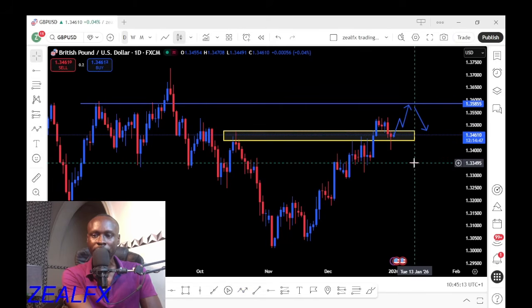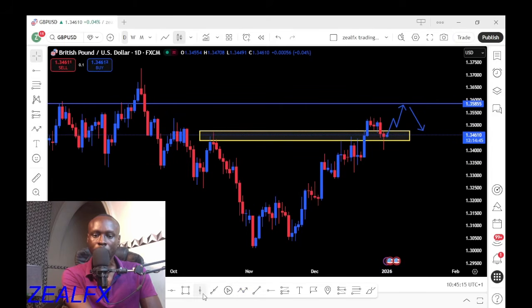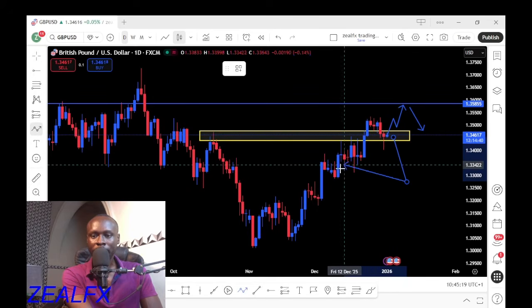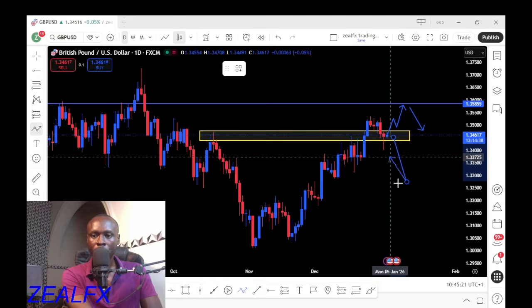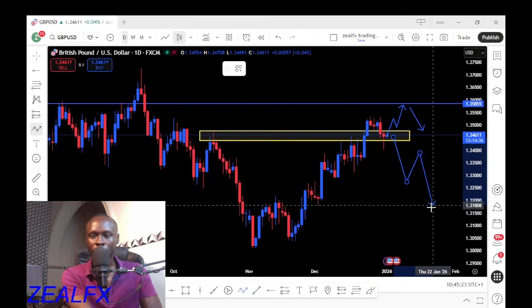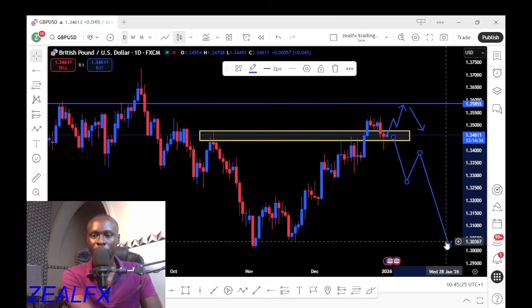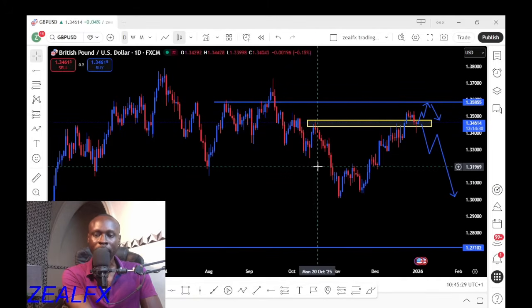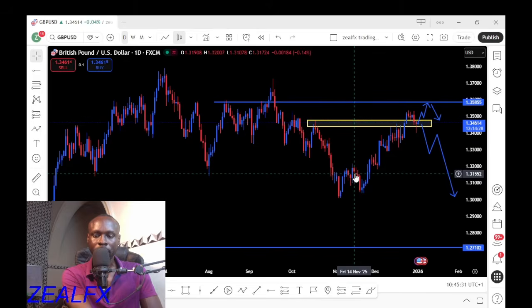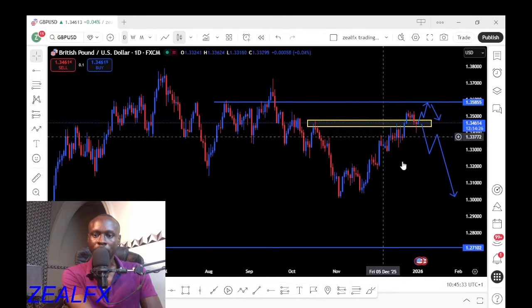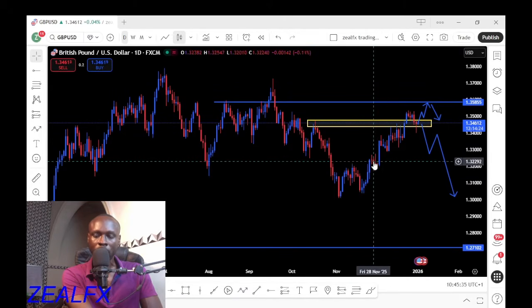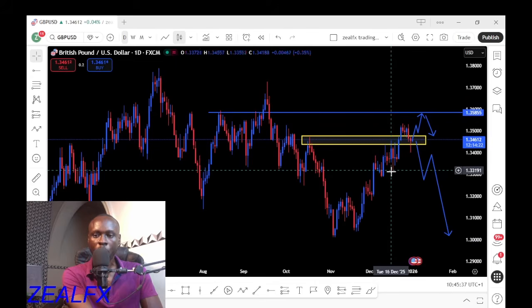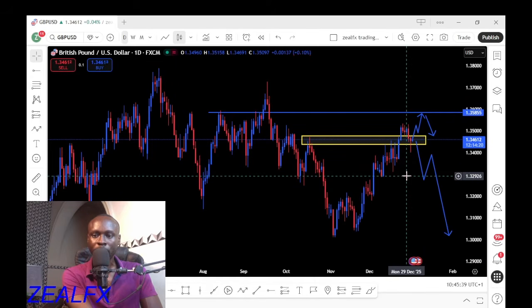But for the sell scenario, once we see price on the Great British Pound USD break any of this inner structure higher low, this might trigger a retest. Then we'll see further sell for the Great British Pound USD, because the major structure still remains on a downtrend. So as long as the major structure on the Great British Pound USD remains on a downtrend, we expect more of a sell scenario for the Great British Pound USD.